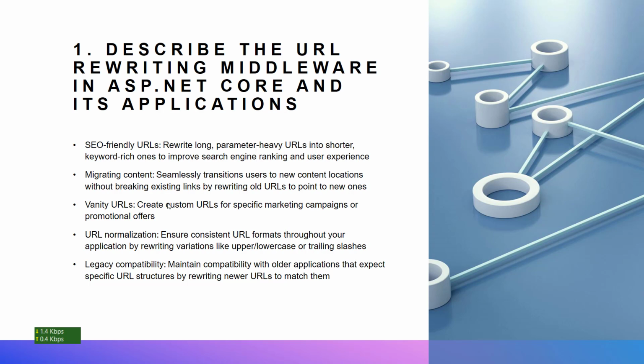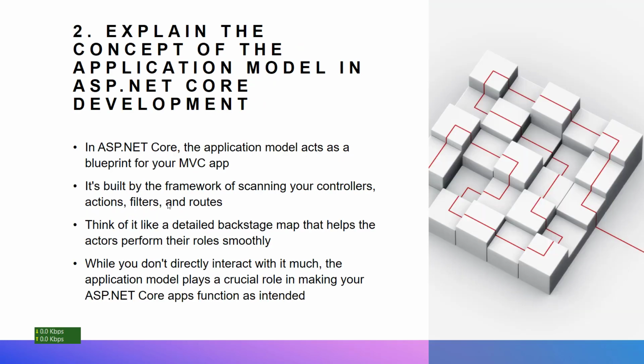Then legacy compatibility: maintain compatibility with older applications that expect a specific URL structure by rewriting the new URL to match them. So we have some older legacy applications consuming those URLs, but now the new API has a different URL, so we can rewrite so that legacy compatibility is not impacted. Explain the concept of the application model in ASP.NET Core development.